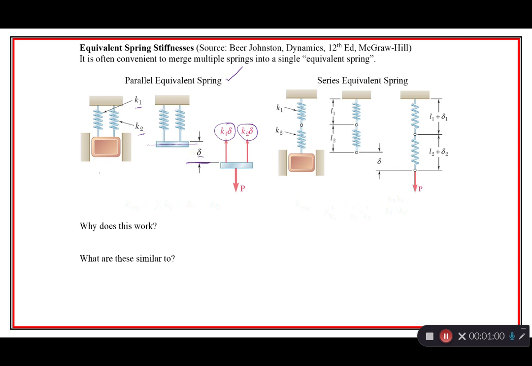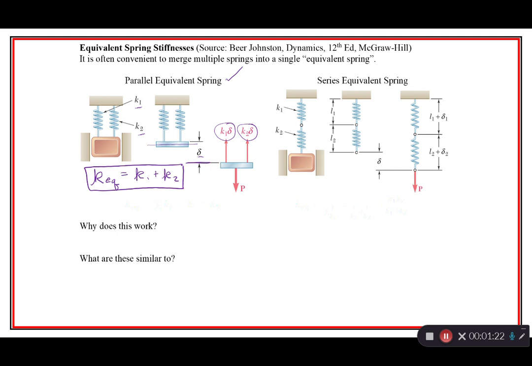So the equation to use is going to be K equivalent is equal to K1 plus K2. So I'll box that, and we'll come back in a second and maybe do a quick little derivation or just a proof maybe. We'll show how that's true.